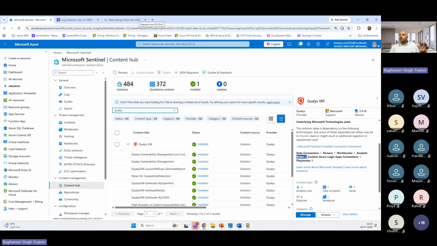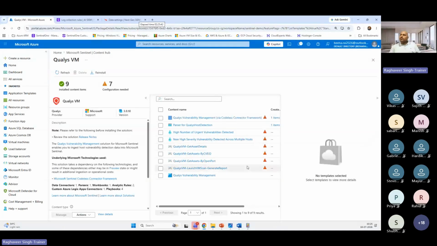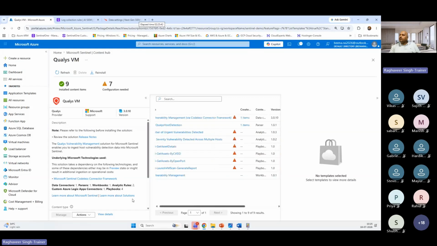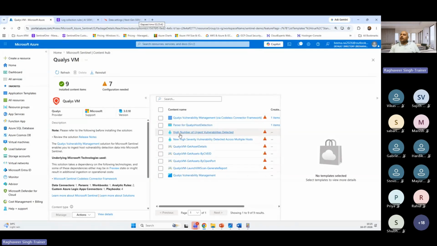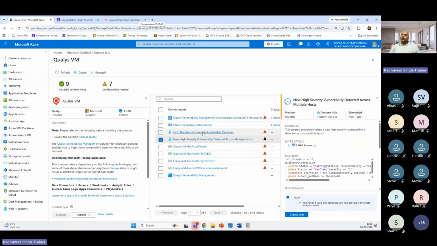If you want to see what exactly you're trying to investigate or find from Qualys, those two rules will identify that information. Here are the two rules. The first is a high number of urgent vulnerabilities detected, where all of a sudden multiple vulnerabilities of a specific severity are detected. The other rule is high severity vulnerabilities detected across multiple hosts, single host or multiple hosts. These are the two use cases that you can configure.